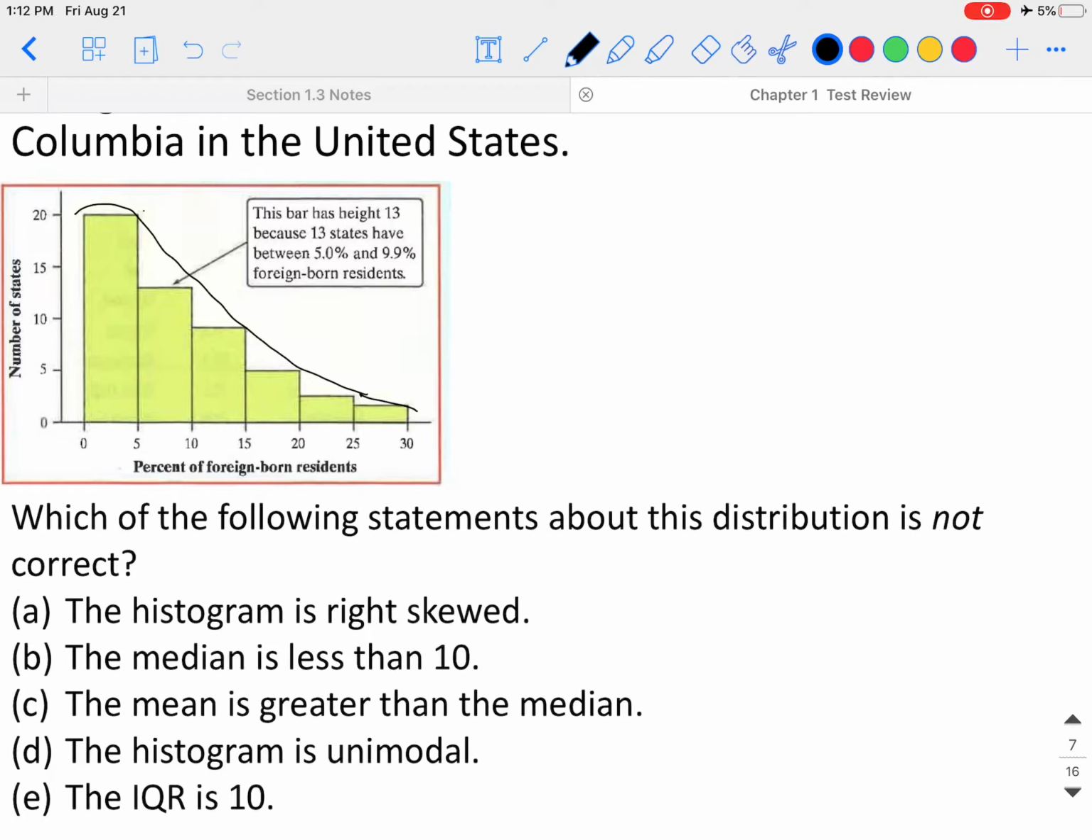The median value would be the 26th value. We have 20 values here. We have 13 values here. So the 26th value would be somewhere in this bar. It's definitely less than 10.